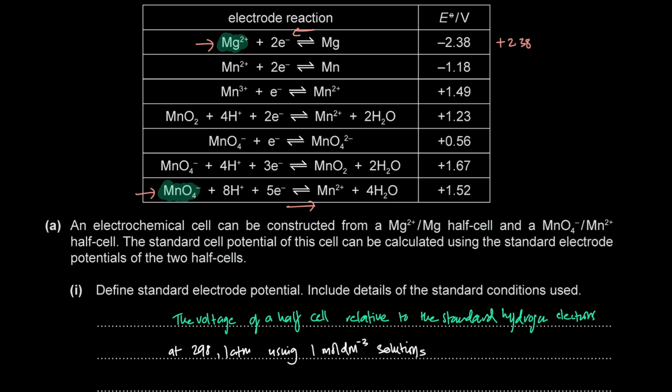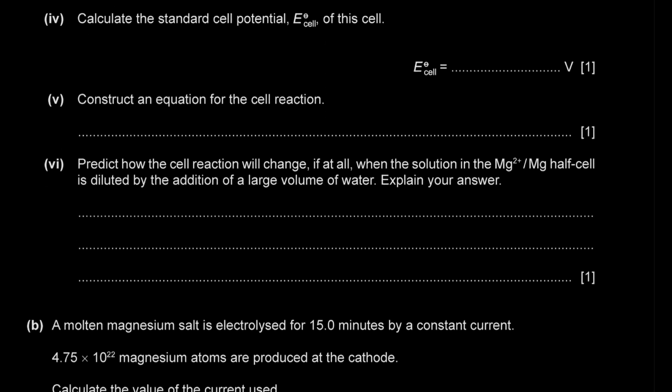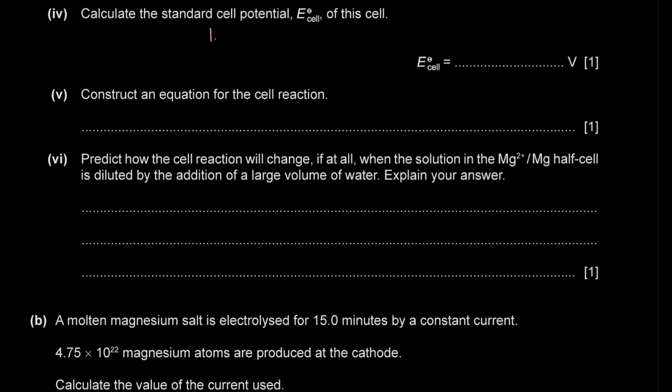The manganate 7 is undergoing reduction, that's positive 1.52, and the magnesium is undergoing oxidation, that's the reverse reaction, so that will be +2.38. So we have 1.52 minus negative 2.38, because we're reversing this reaction, which is 1.52 plus 2.38. So we get positive 3.90 volts.